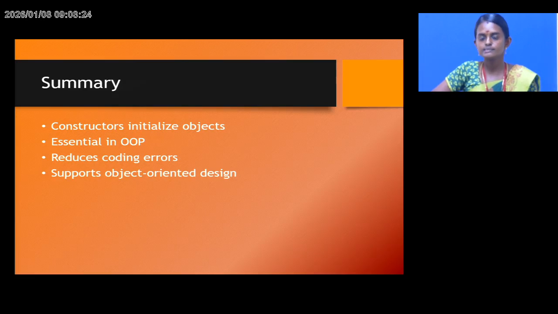Then this is our summary of today's concept. Constructor initializes the object and is an essential concept in OOPS. It reduces coding errors because we separate the code in separate constructors. That's why we reduce the coding errors. It is easy to identify and easy to maintain complex programs. Then it supports object oriented design.